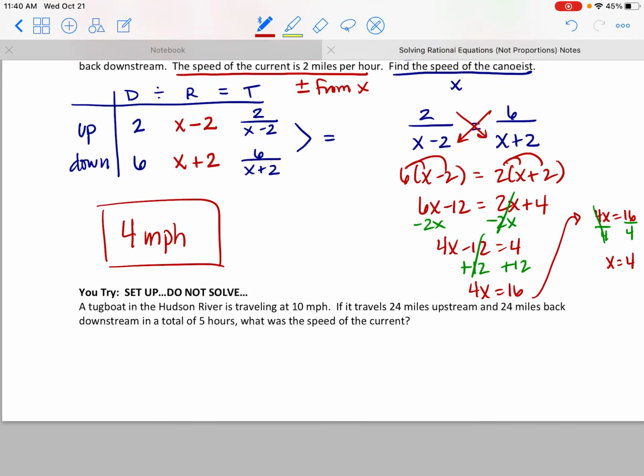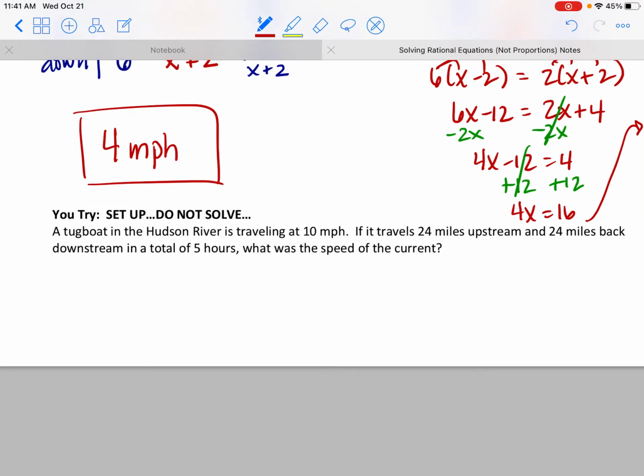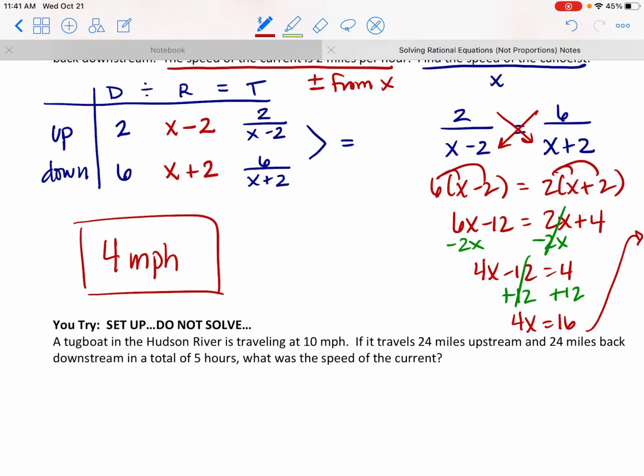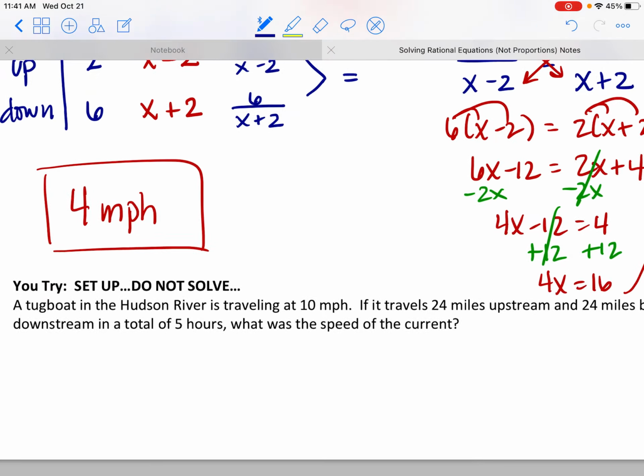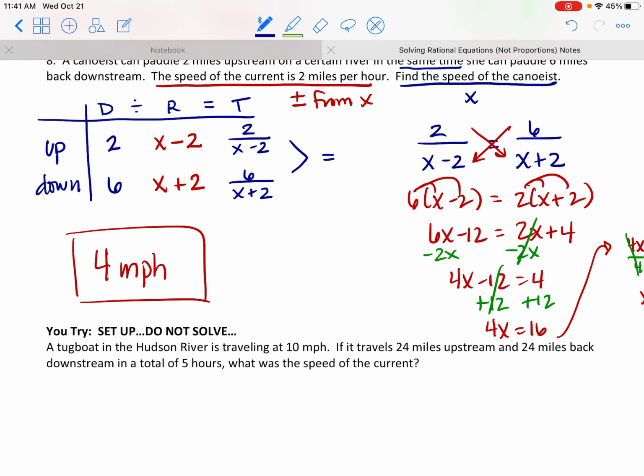I don't know. All right, I got one more here for you to try again. I just want you to try the setup. Don't worry about the solving piece. That right now is not the hard part. Okay, so let's see. A tugboat in the Hudson River is traveling at 10 miles per hour. It travels 24 miles upstream and 24 miles back downstream in a total of 5 hours. What is the speed of the current?